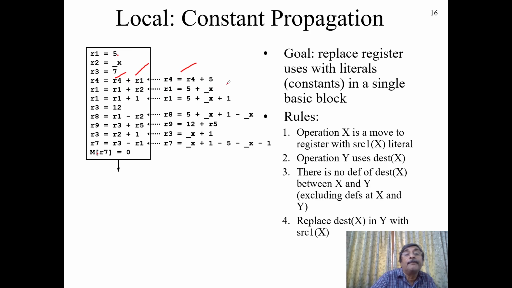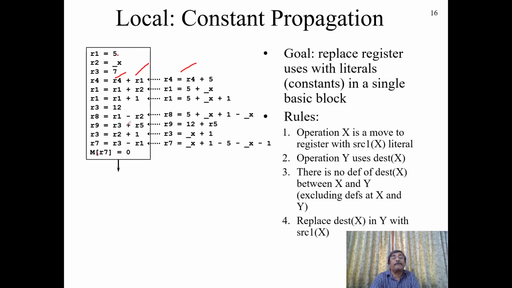What did I achieve? I removed the use of an unnecessary register. Now, the moment it comes R1 plus 1, R1 is now 5 plus _x. It is 5 plus _x plus 1. So it becomes 6 plus _x. So I'm propagating the constant and going on getting its benefits in the same block. I'm in the same block. Similarly, R8 is R1 minus R2. What is R1? 5 plus _x plus 1. And what is R2? _x. So it basically becomes 6.